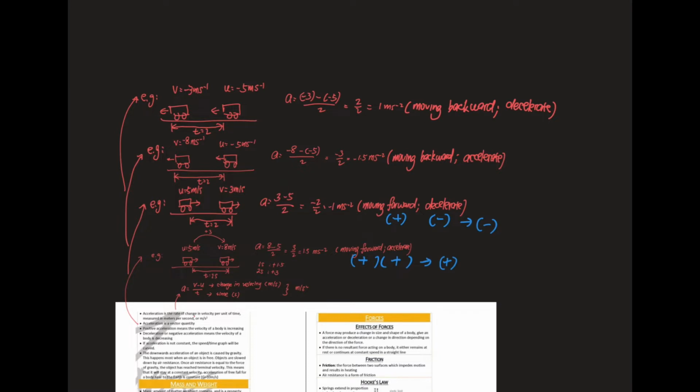Okay, now you see again, moving backward is negative, accelerate is positive, so negative times positive ends up with negative. So that's why you get a negative answer. And finally, moving backward, negative, decelerate is negative, negative multiplied with negative ends up with positive. So that's why you see here, you get a positive answer. Okay, so 4 situations.